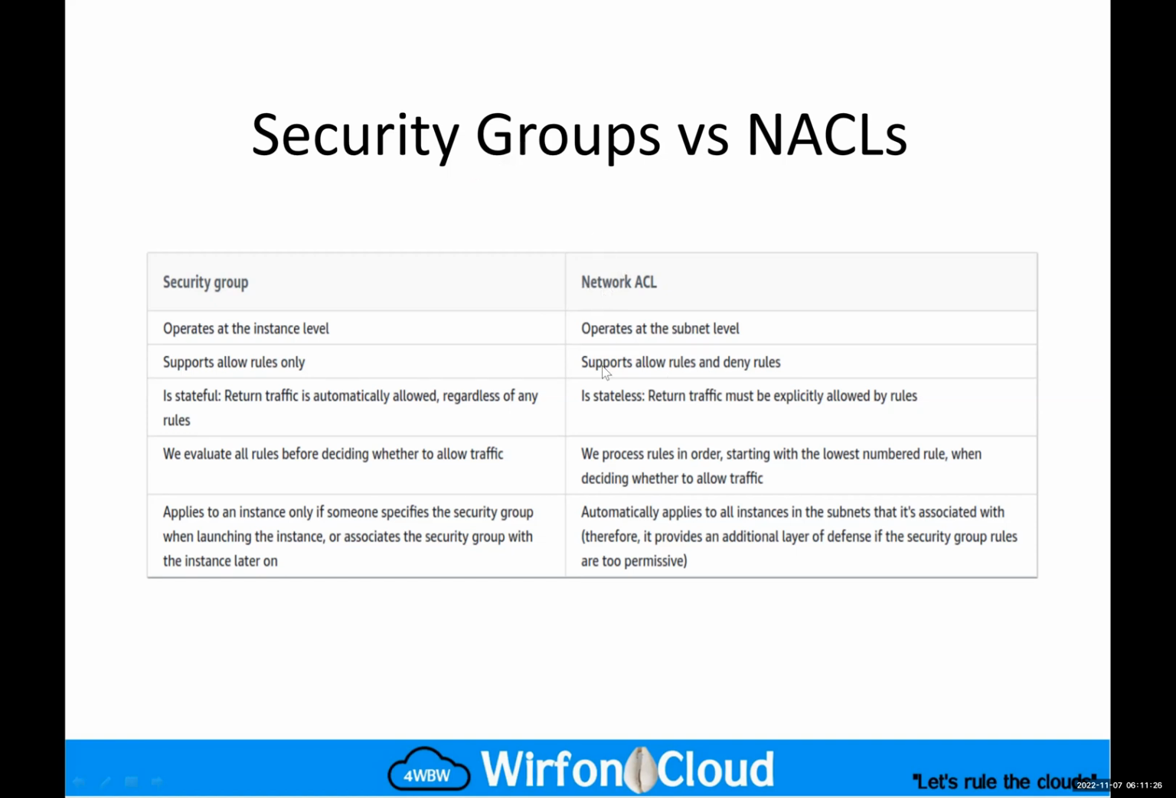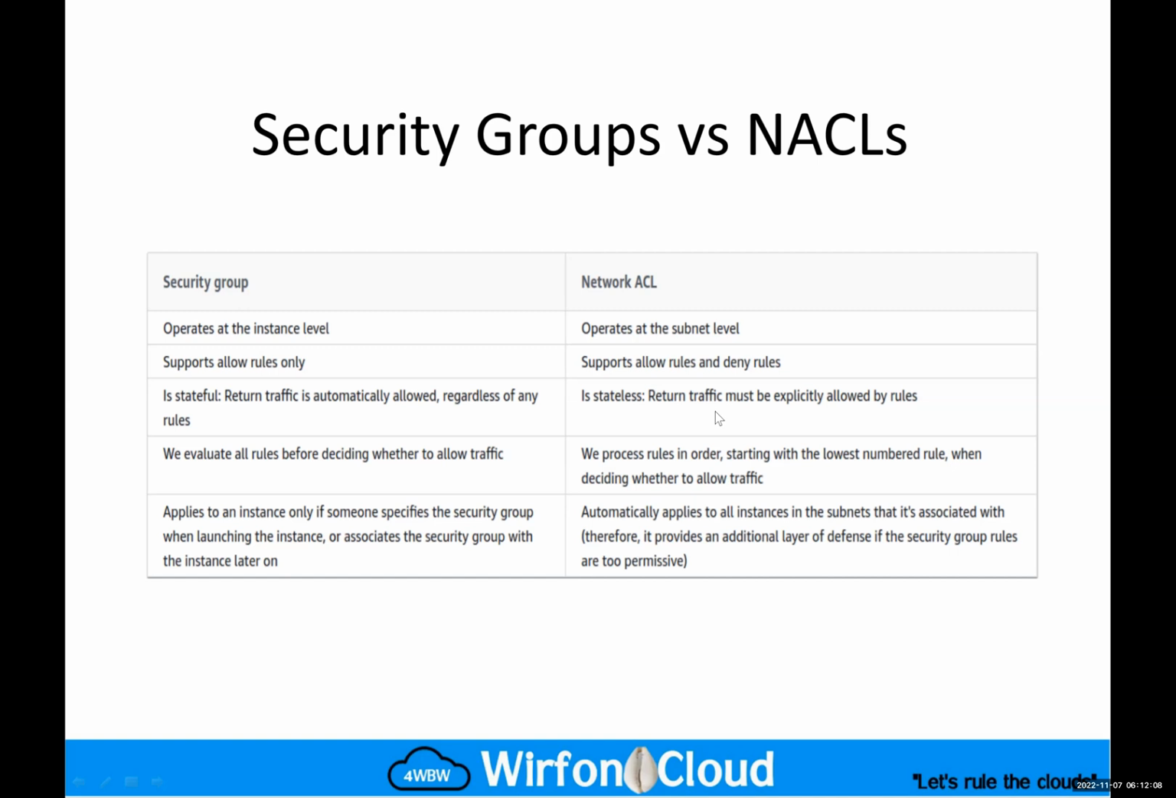But for NACLs, rules have to be specified as either allowed or denied. So you have the option to say a particular request from a particular source or to a particular destination is allowed or denied. Unlike the security group, where you only say that for a particular protocol and a particular destination or source, this is allowed. You don't say it's denied. As I've also mentioned, security groups are stateful, but NACL rules are stateless.